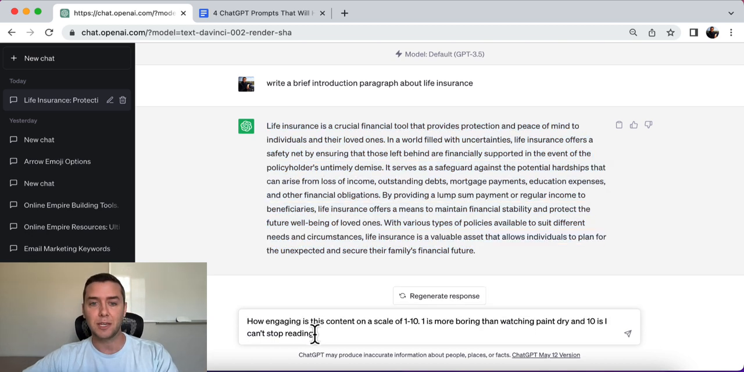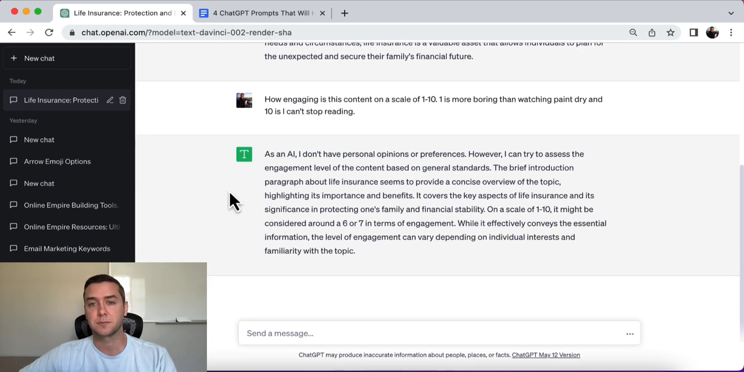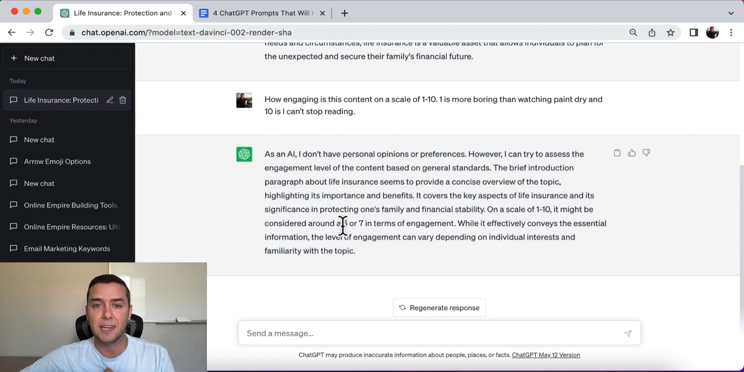So what I'm going to do is ask, how engaging is the content, and give me a score of 1 to 10. All right, so let's see what it says. It's not going to have personal opinions. However, it's going to base the content on general standards, and it is considered a 6 or 7 in terms of engagement. So a 6 or 7, it's not the most exciting. It's not the most engaging.